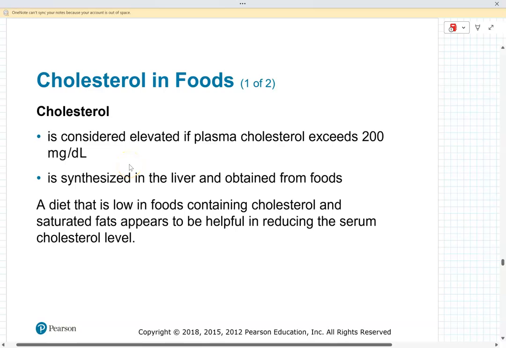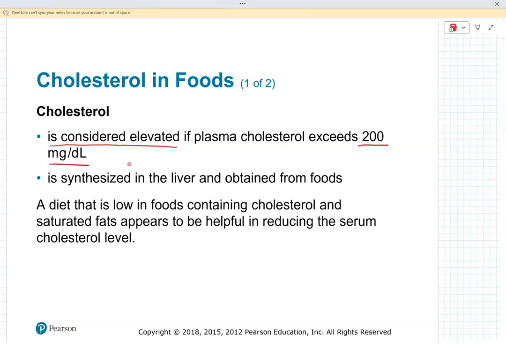So cholesterol is considered elevated if the plasma cholesterol exceeds 200 milligrams per deciliter. But here's the thing. Multiple studies demonstrated that total cholesterol levels in the blood cannot serve as a predictor of cardiovascular events. In other words, if your blood cholesterol is in the thousands, something is horribly wrong. If your total cholesterol is consistently 220, 240, it says nothing.